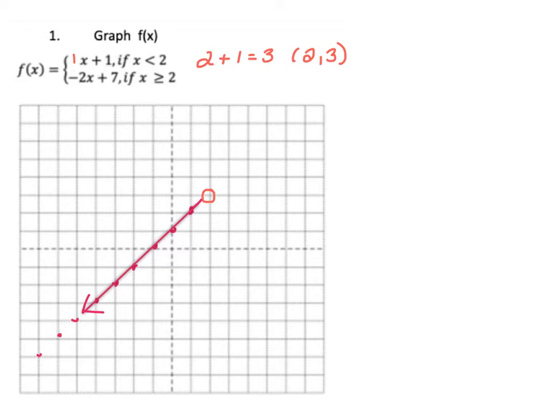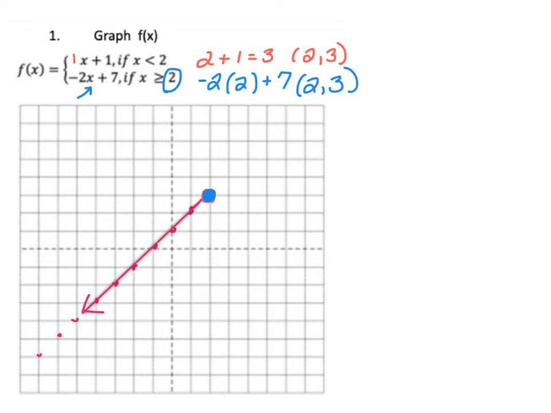Now I'm going to plug in, again, 2 is a constraint here, into this part. So this would be -2 times 2 plus 7, which also happens to be 3. So again, (2, 3) is a point. Well, I already have that graphed as an open circle, but now it gets closed in because it does exist as a value in the second portion of this function.